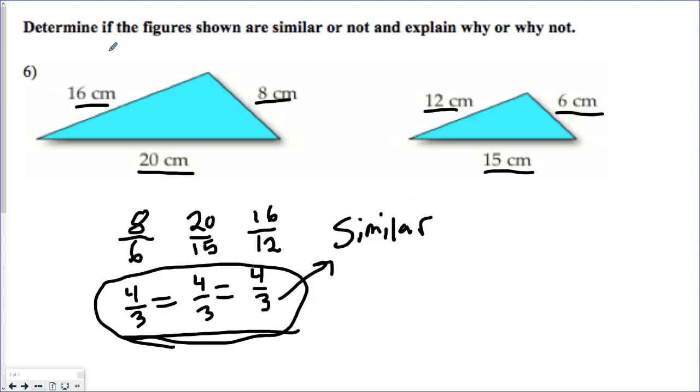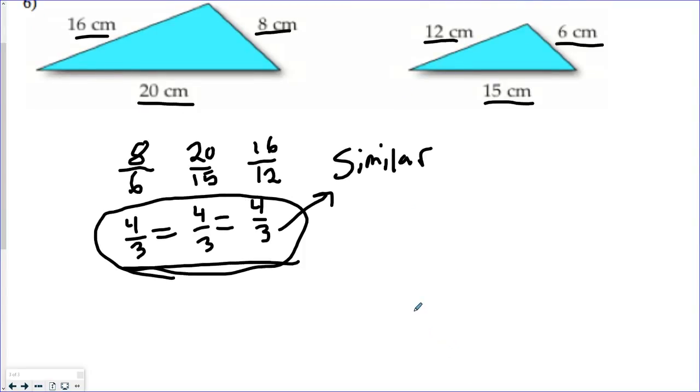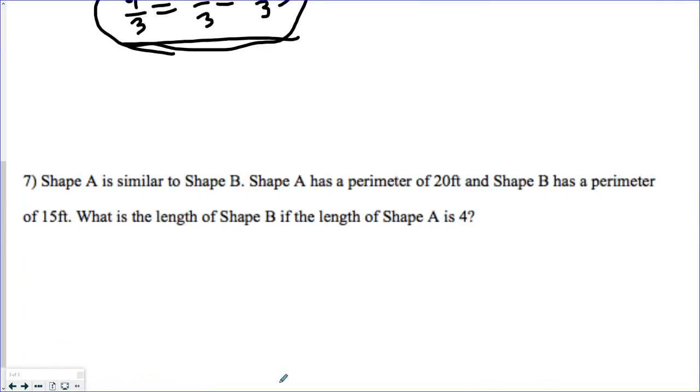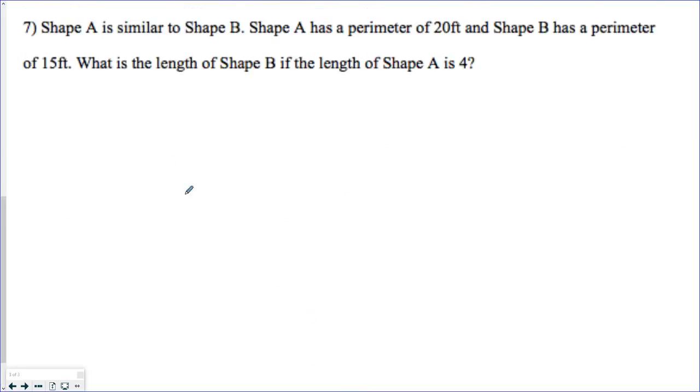That's what similarity means, is that each side should have the exact same fraction when reduced. Big to big, small to small, middle to middle. Now, you can use this property to solve for shapes as well. So for instance, for this one here, shape A and shape B are similar, it says here. Shape A is similar to shape B.